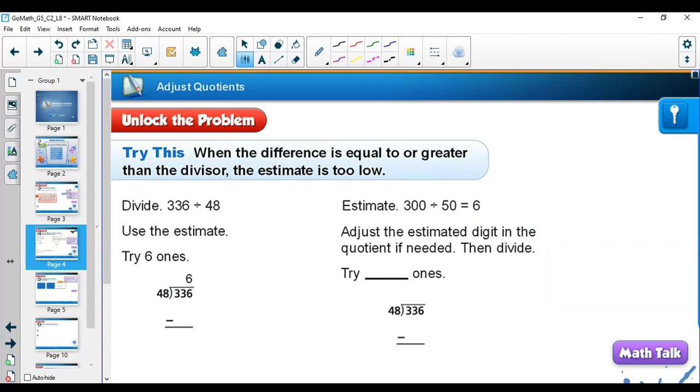All right, so here, let's see, dividing 336 by 48, and they are doing an estimate using compatible numbers, right? They turned 48 into 50, which makes sense. It's pretty close to that. And 300 is a number close to 336 that is a multiple of 50, and they got 6. So we're going to try using the estimate of 6. Well, 6 times 48 is 288.